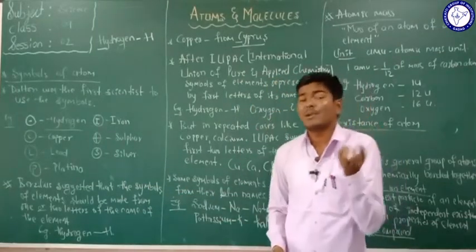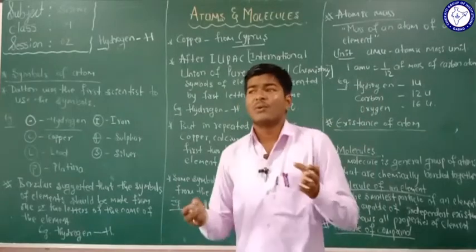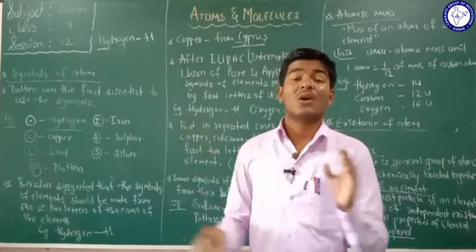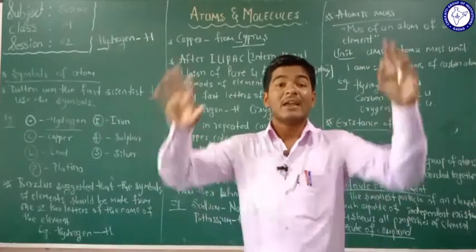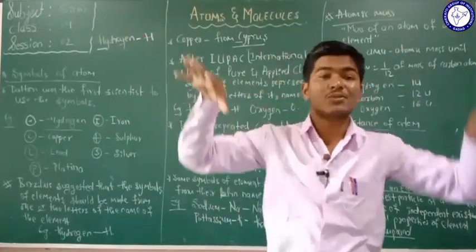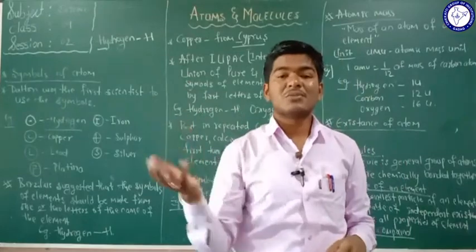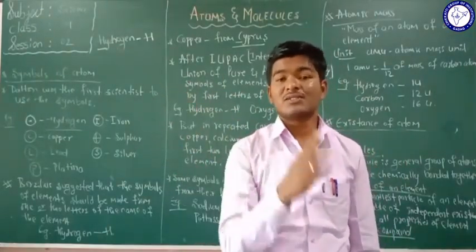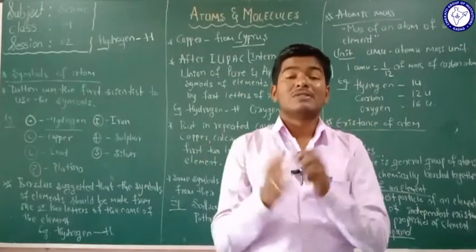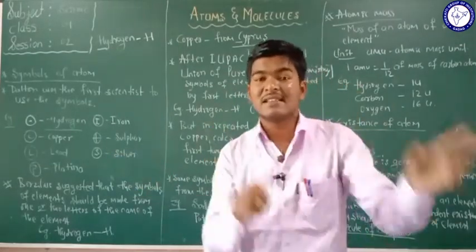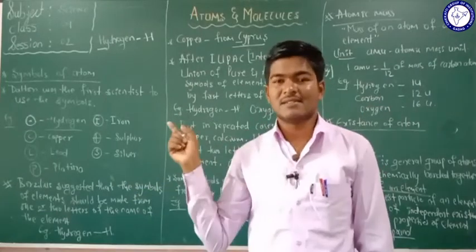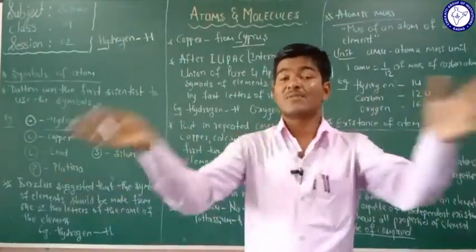Why are we going to represent the symbols of the elements? Because we found different types of elements, n number of elements. How are we going to separate them? For example, imagine a classroom is present. In the classroom, about 60 students are present. How are we going to differentiate the students? First, we can differentiate based on their names, isn't it? We give different names for different students.